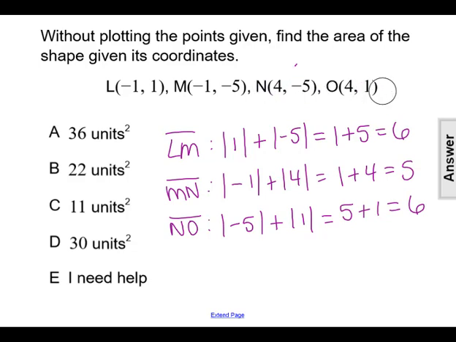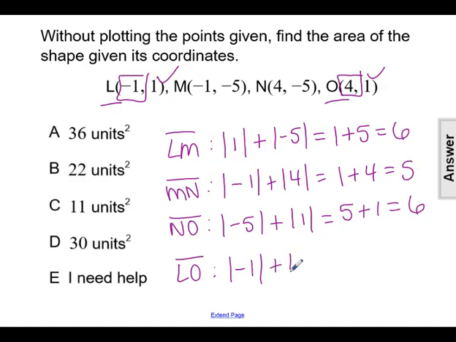Finally, we need to close the shape and find the distance between points L and O. They both have the same y value, so we're going to use the x coordinates. We're using the fact that negative 1 and 4 have different signs, so we can add their absolute values to find the distance. So we're doing the absolute value of negative 1 plus the absolute value of 4, which is 1 plus 4, which is 5. So now we have all the side lengths of the shape.